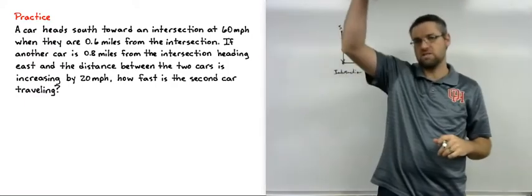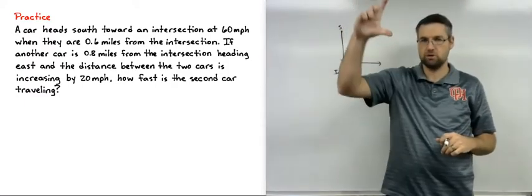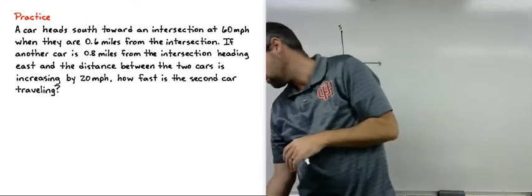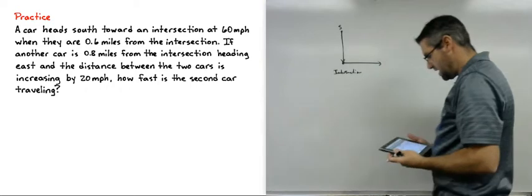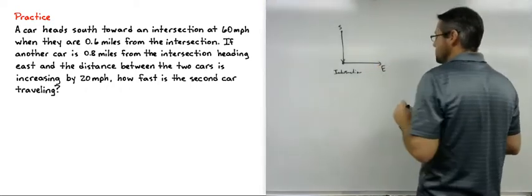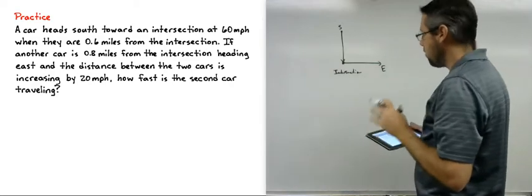You have one car that's getting closer to the intersection, and one car that's getting further away from the intersection, going in a different direction. Okay. Now, based on this is the guy heading east, I guess you can say. Let's identify all the pieces we have.